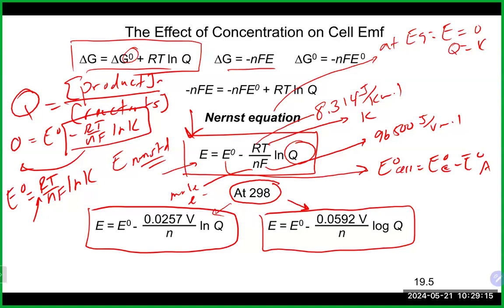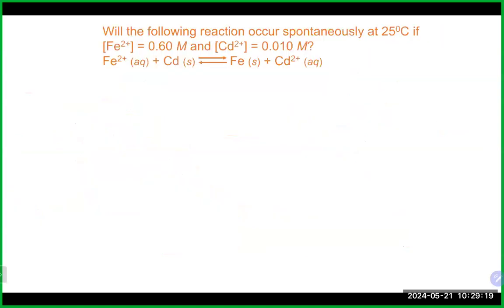All right, so let's take a look at one here. Give it a go. For the following reaction, is it spontaneous at 25 degrees if the concentration of iron is 0.6 and the concentration of cadmium is 0.01? There are some SRP values there, so see what you come up with in this case.